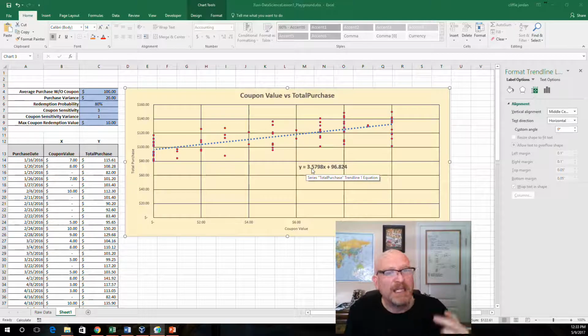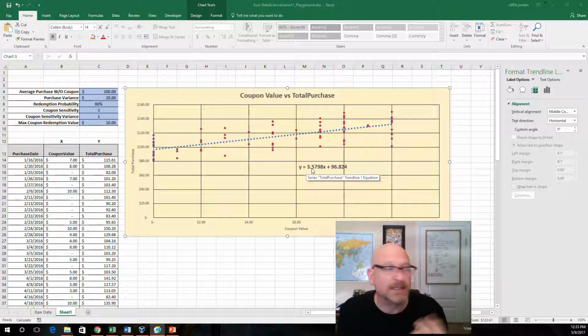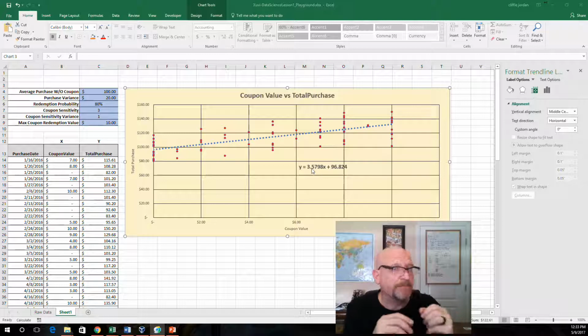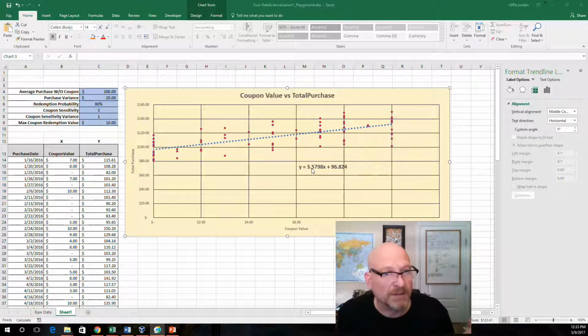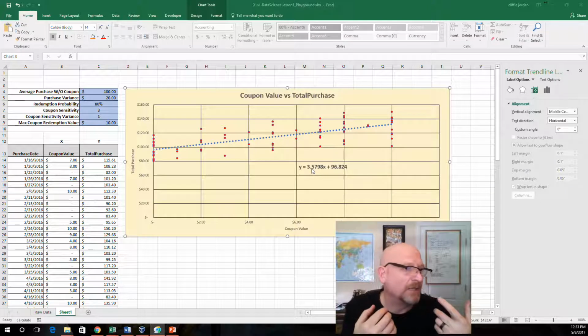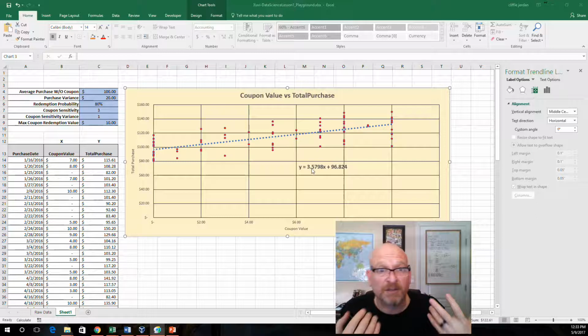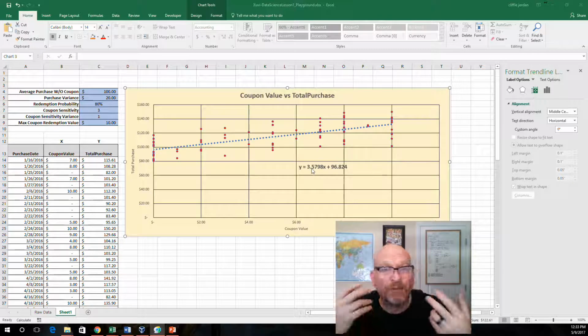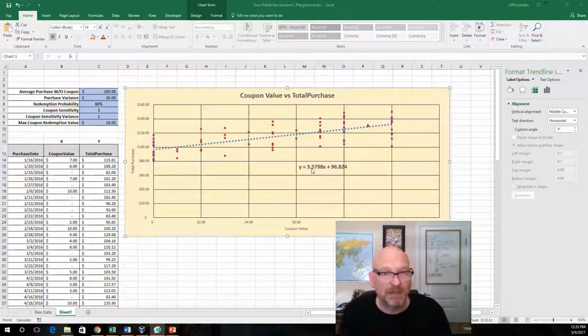So what this means, in the context of this data, is that if I give this guy a coupon of $1, he's going to give me an extra $3.58 on average. If I give him a $2 coupon, he's going to give me twice that, so a little more than $7. If I give him a $3 coupon, he's going to give me 3 times that in extra revenue when he spends at the store. So that's what that slope means.